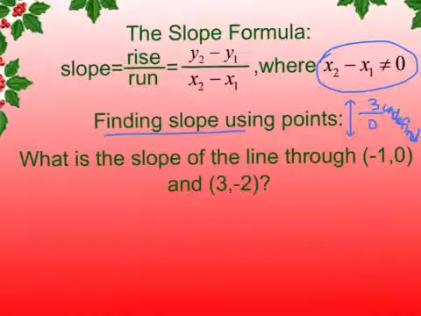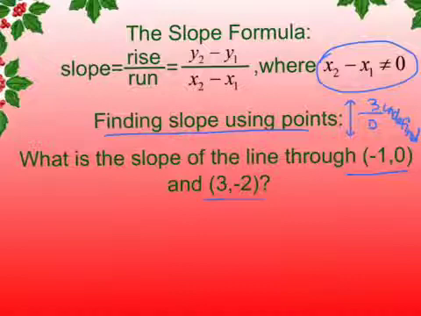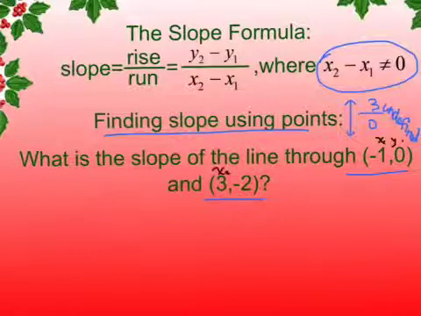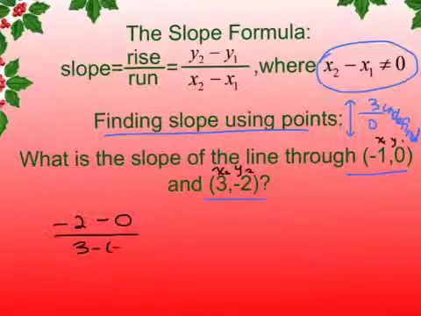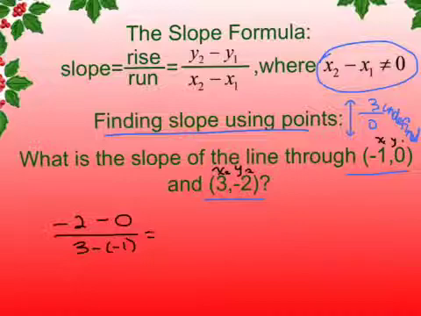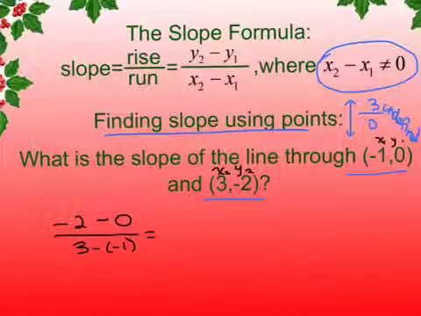So try this example. Find the slope using the following points. The line that goes through (-1, 0) and (3, -2). Well, let's say this is our x1, y1, and this is our x2, y2. We'd plug in y2 minus y1 over x2 minus, and I'm going to write it in parentheses to separate the negative signs, (-1). Well, -2 minus 0 is -2.